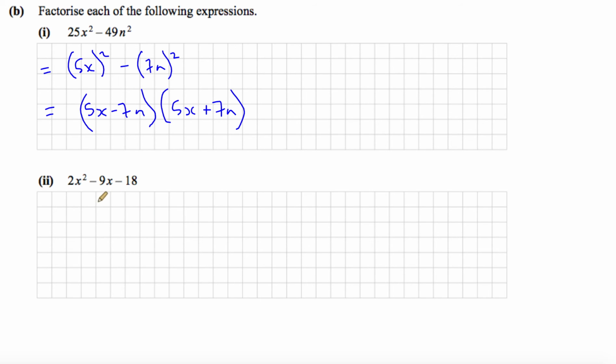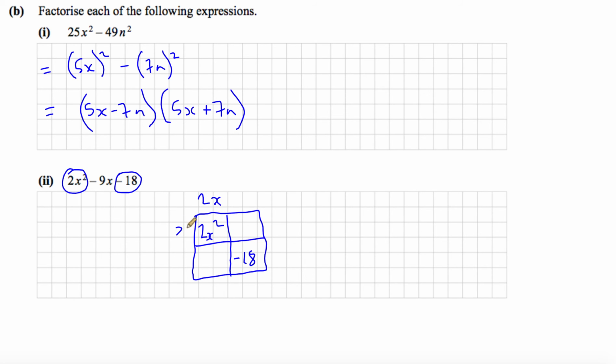Part 2 asks us to factorize 2x squared minus 9x minus 18. So I'm going to use the grid here in reverse, which is probably the easiest way. So this time we know that the 2x squared, we're going to put that in the top left of the grid. And then our negative 18, we're going to put in the bottom right of the grid. Okay, so 2x squared, that means we have a 2x and an x. And now we're trying to find numbers out here and here that multiply to give minus 18. But then we're also keeping an eye on this minus 9x.